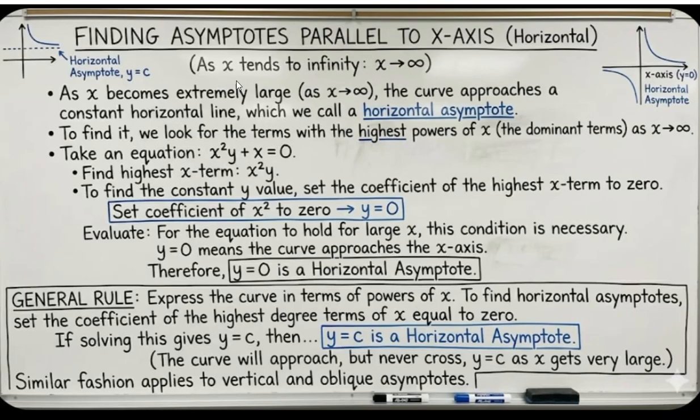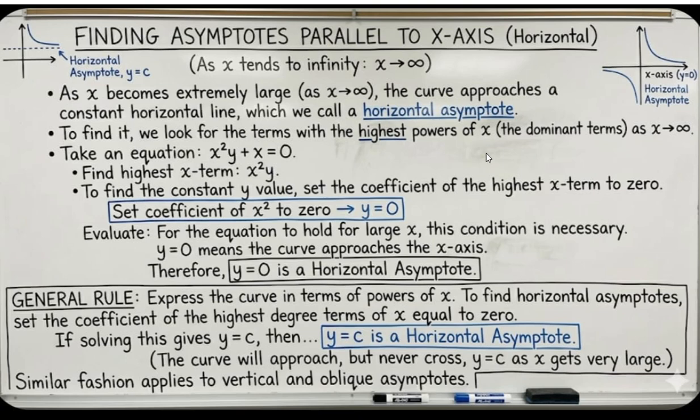Suppose we have a curve xy² + x = 0. I want to find out the asymptote parallel to the x-axis. See, it is a simple equation of the curve. What we actually need to find out is, as x tends to infinity, what is the value of y?